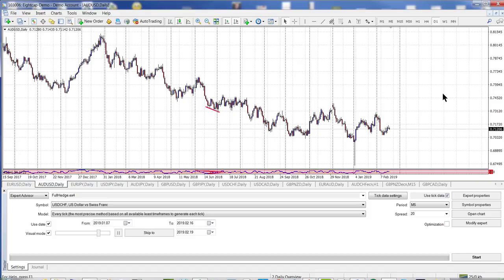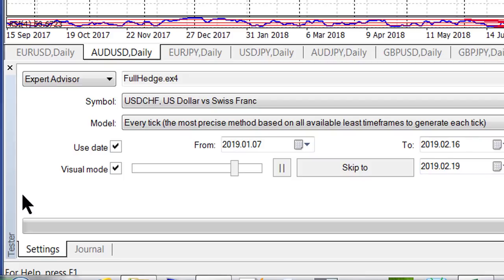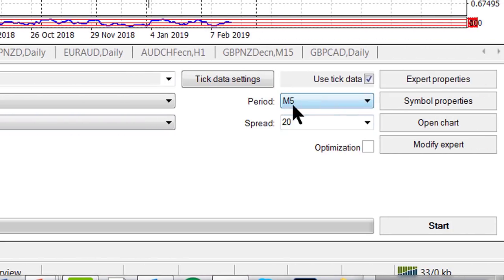until you have made enough money and you want to start again. Okay, so here we are in MT4. I have the Forex tester open, and we're going to be testing the fully hedged EA. I'm going to use the franc, it doesn't matter which currency I'm using. I'm going to use every tick because it's the most precise method to test, and I'm just going to be testing from the beginning of January till about yesterday or the day before. I'm going to use the 5-minute chart because it shows the actual activities that the EA does, and I'm going to use just a basic spread for the franc.